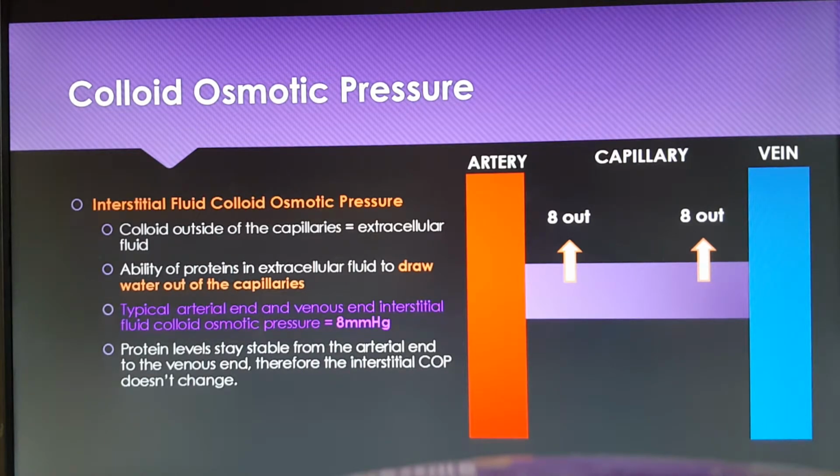For the interstitial fluid, it's a lot smaller effect, but still able to draw some water out of the capillaries, and again, since it doesn't cross the capillaries, those proteins are too big. So we have 8 out here as well as 8 out here, so no change between the arterial and venous ends.